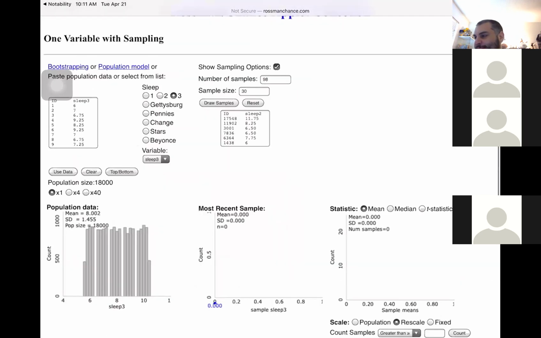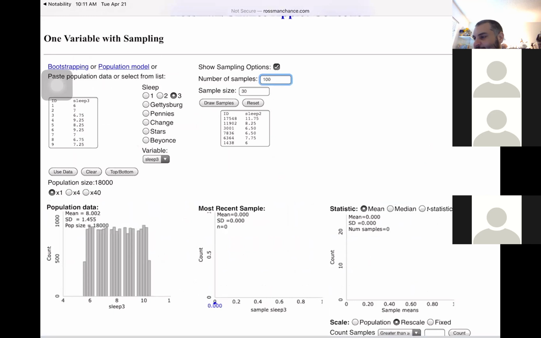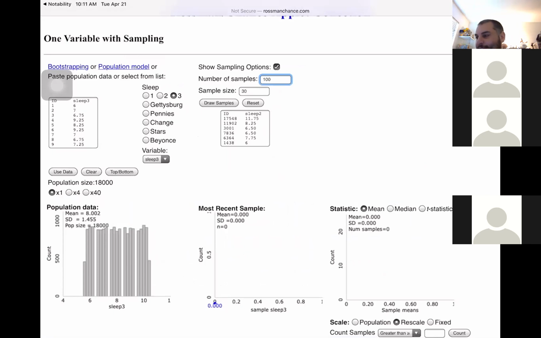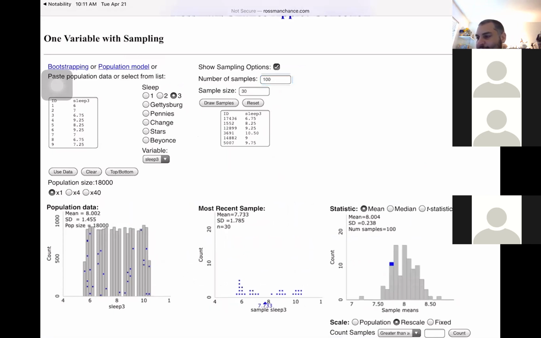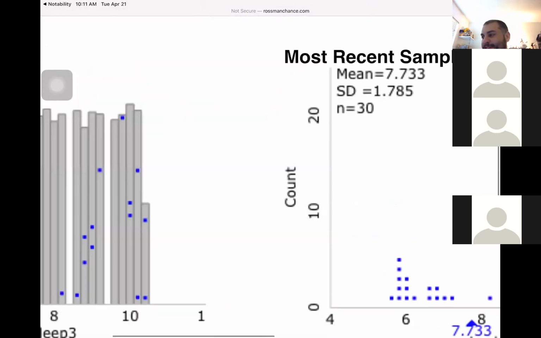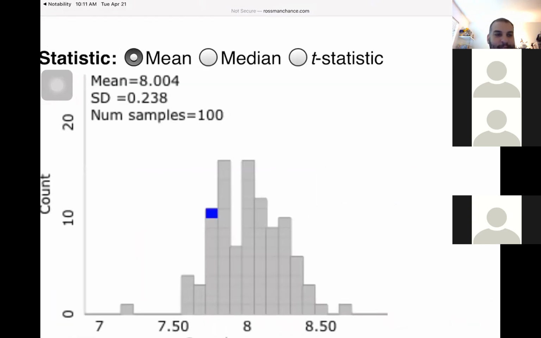So let's set the number of samples to 100. We'll do that 30 times. Well, sorry. We'll do a sample size of 30 and we'll do that 100 times. We'll say draw a sample. This is my original distribution that we're sampling from. When we sample from this original distribution 100 times with size 30, we get this new distribution. What type of shape does this new distribution have? Yeah, symmetrical.